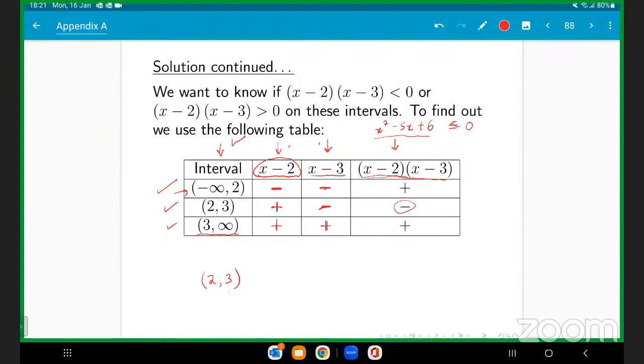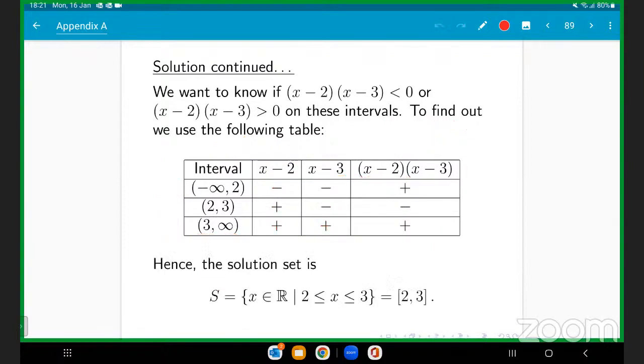So our solution set is all numbers x between 2 and 3. Furthermore, because we had an inclusive inequality, the numbers x equals 2 and x equals 3 also solve the inequality. So our final answer would be this interval 2 to 3 inclusive. Are there any questions?